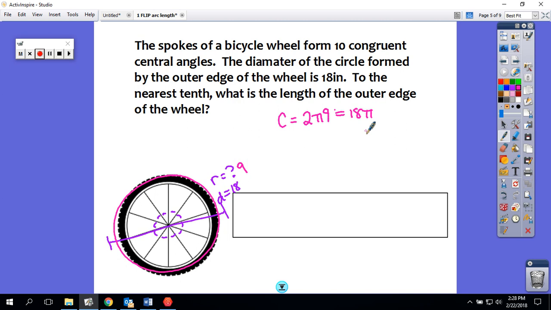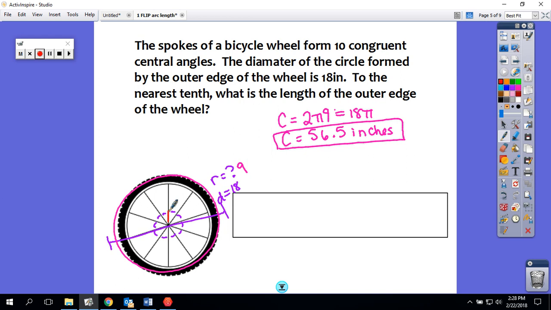And if we want the decimal, which it said it wanted to the nearest tenth, we use our double arrow. So the circumference of the circle is 56.548. So that's about 56.5, and inches were our units. So 56.5 inches is the circumference of the tire, so all the way around. Now, a more interesting question is, what would be the length of the tire between two spokes?